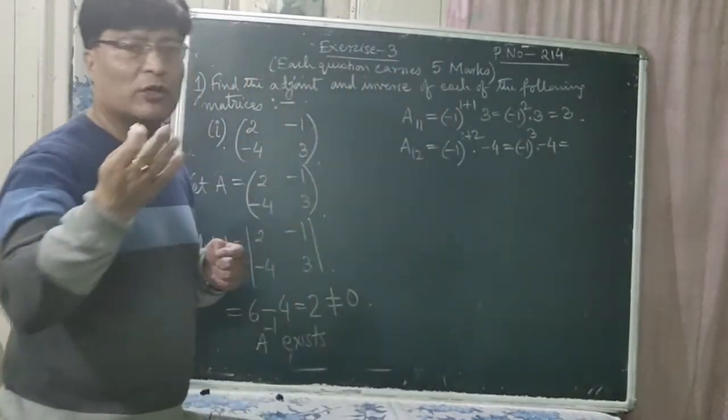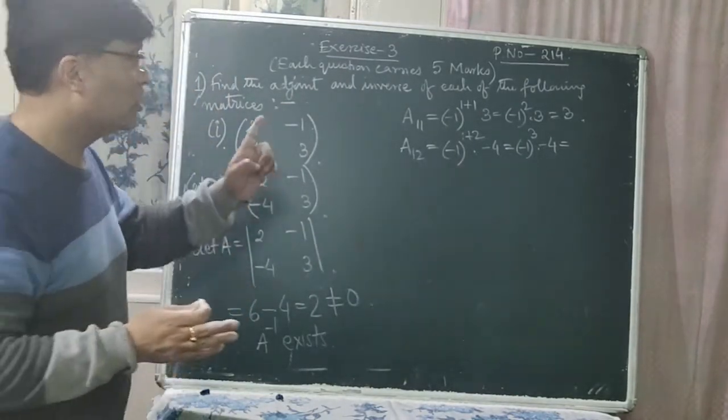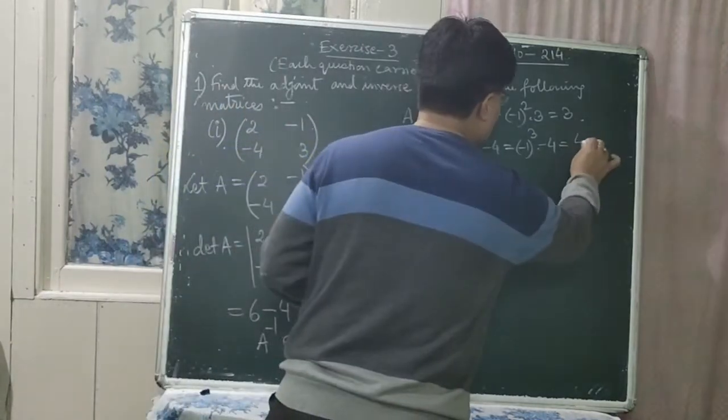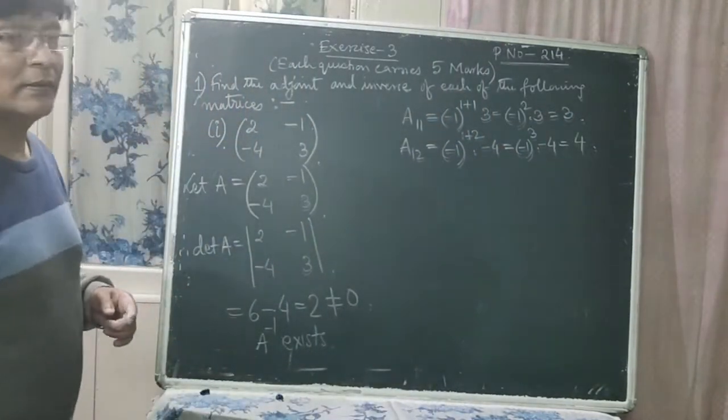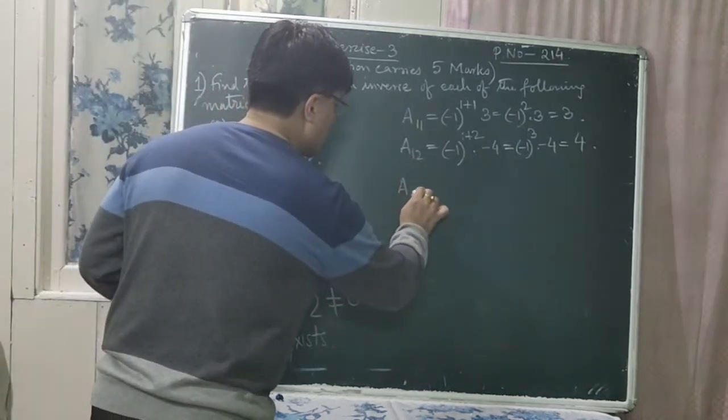What is (-1) whole cube? Minus is multiplied thrice. Minus into minus is plus. Plus into minus is minus. So minus into minus is plus. That means +4. I think you have understood it. Okay. Next. Which one? A21.